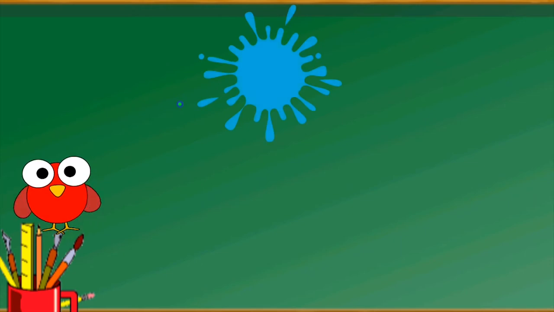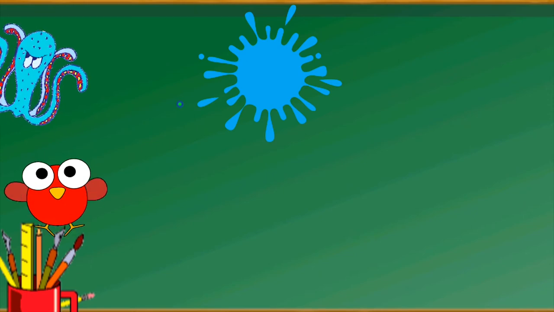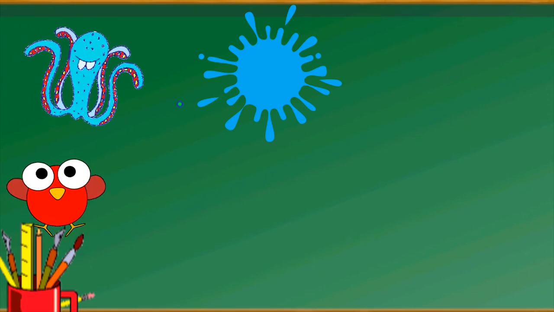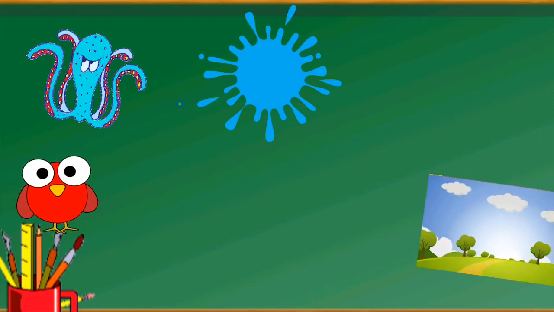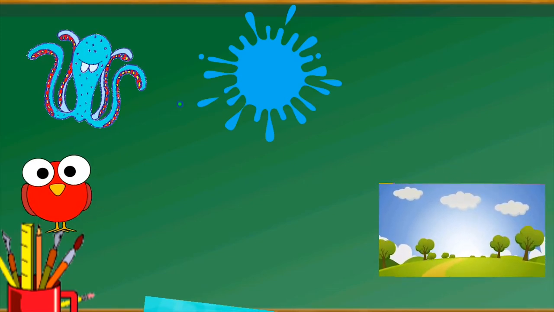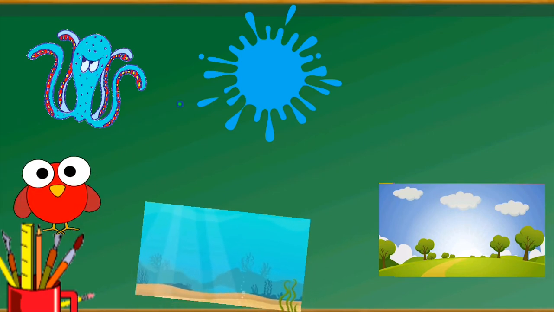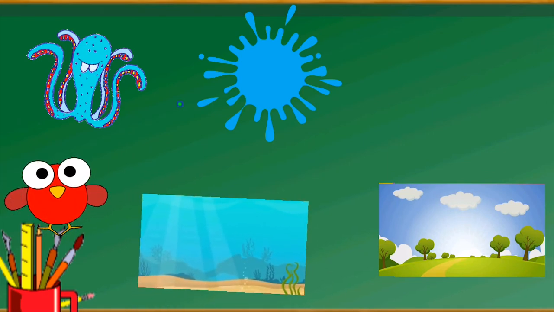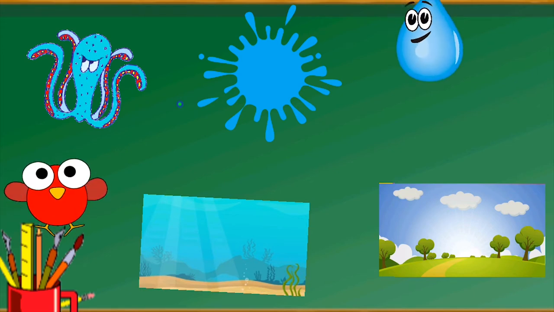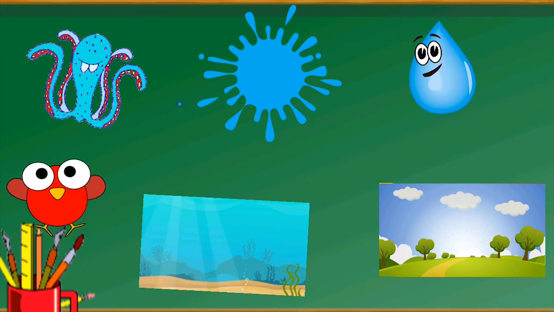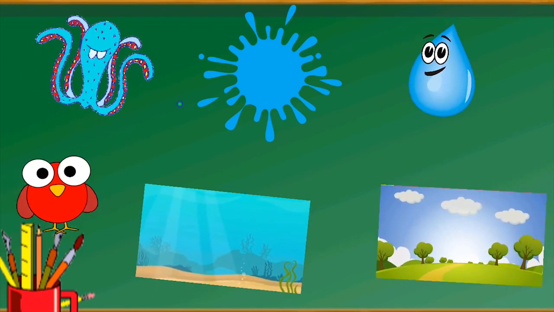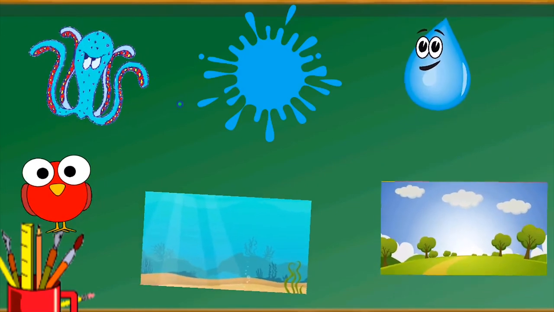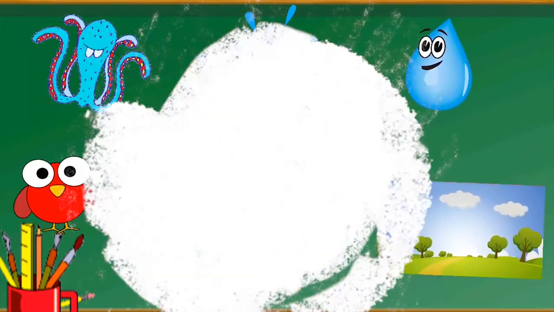This is the blue color. The octopus is blue. The sky is blue. The sea is blue. And the water is blue. Blue octopus, blue sea, blue sky, and blue water.